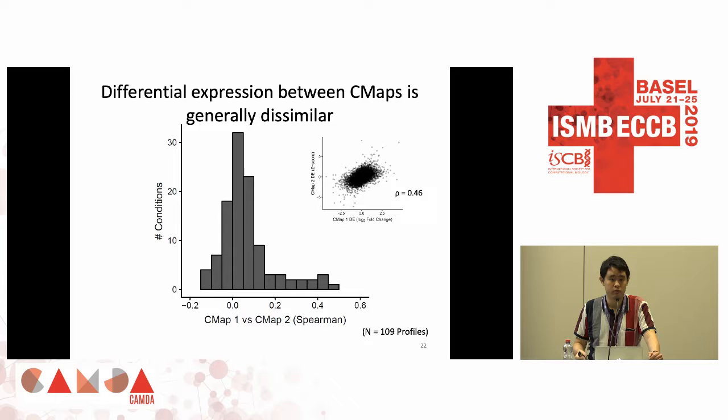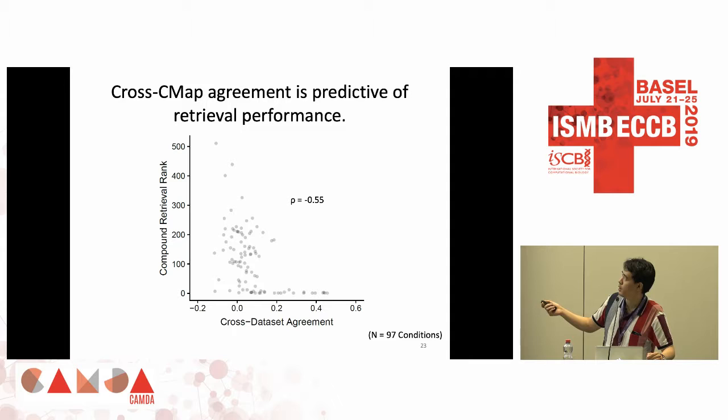Now, if we go back to the original hypothesis that I mentioned earlier: is there a relationship between agreement between the data sets and the retrieval performance? We see that, yes, to some extent, there is a relationship. What I'm showing here on the x-axis is the cross-data set agreement, the distribution with the mean of zero that I showed earlier. And this is the retrieval ranking when we query CMAP 2 with CMAP 1 data.